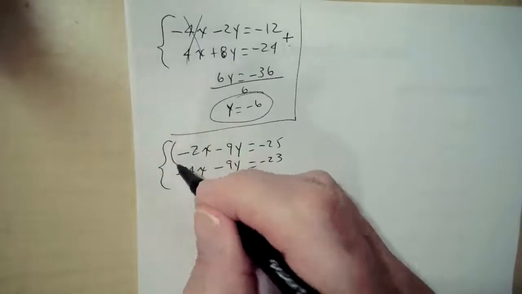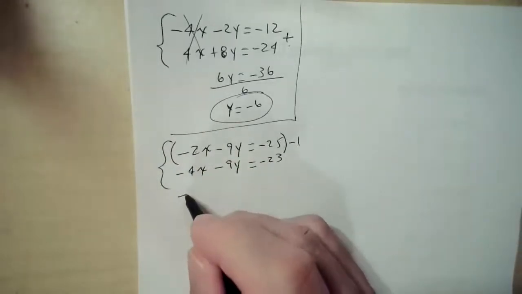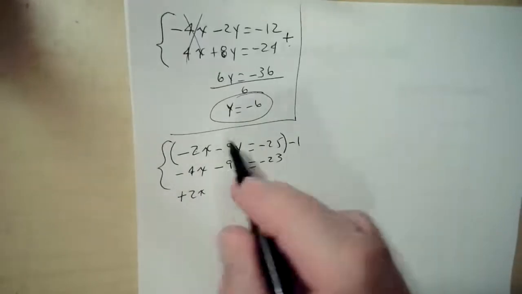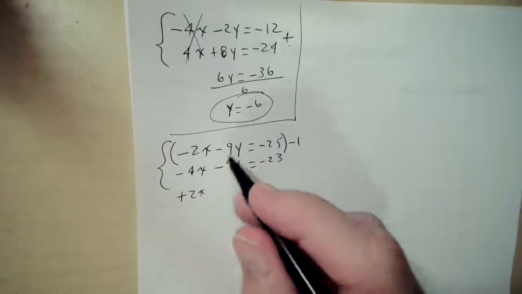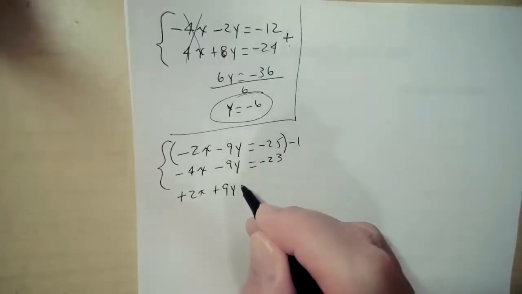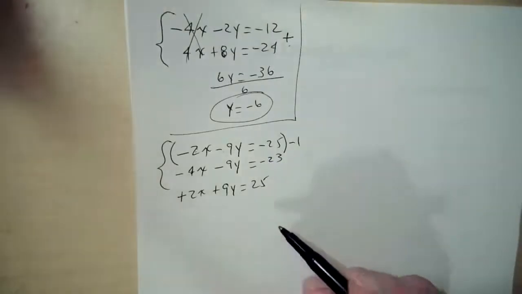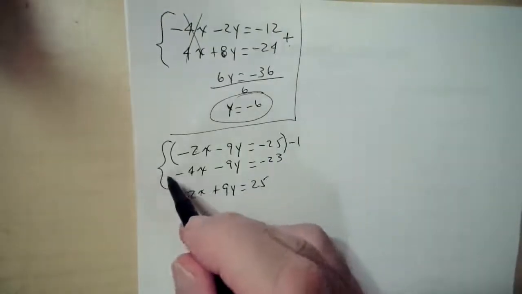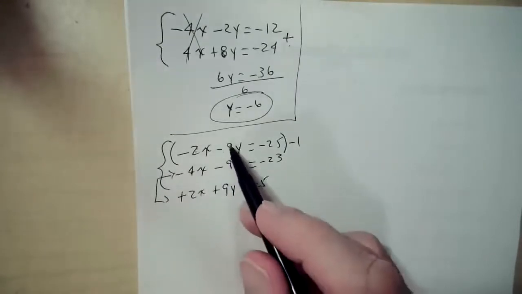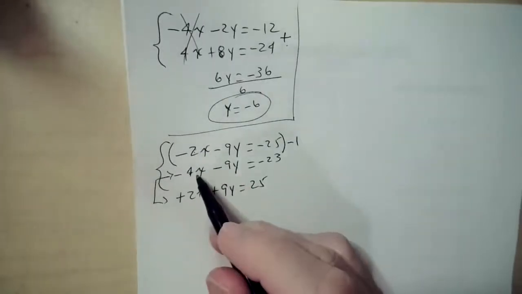All we have to do is make this one into a positive. How do we do that? Multiply by negative 1. And we get plus 2x. Okay, negative 1. All we're going to do here is change the signs. Plus 9y equals 25. Now we're going to add these two together. Remember, this equation and this one are the same. They just look different.